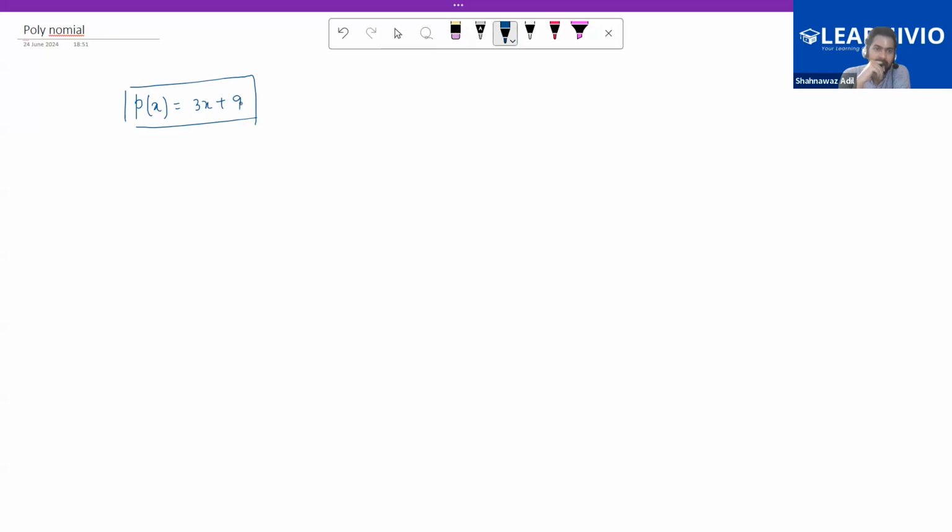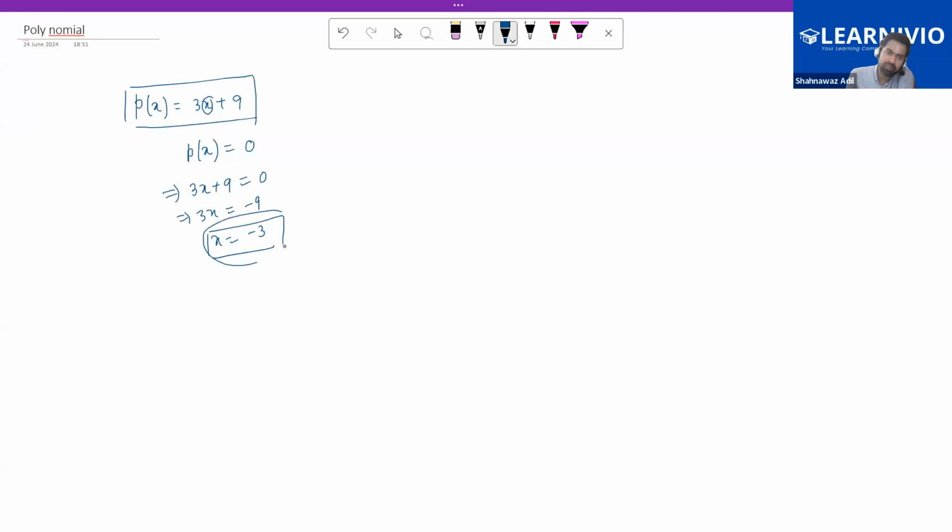Now, what are the zeros of the polynomial? What should be the value of this x so that this whole thing becomes 0? That is what we call the zeros of the polynomial. So what do we do? We put it equal to 0, because at that value of x, this polynomial will become 0. Then we find the solution. So 3x plus 9 equals 0, so 3x equals minus 9, so x equals minus 3.